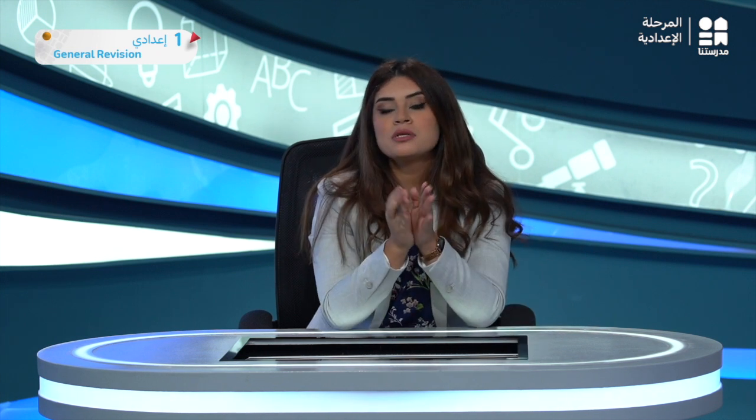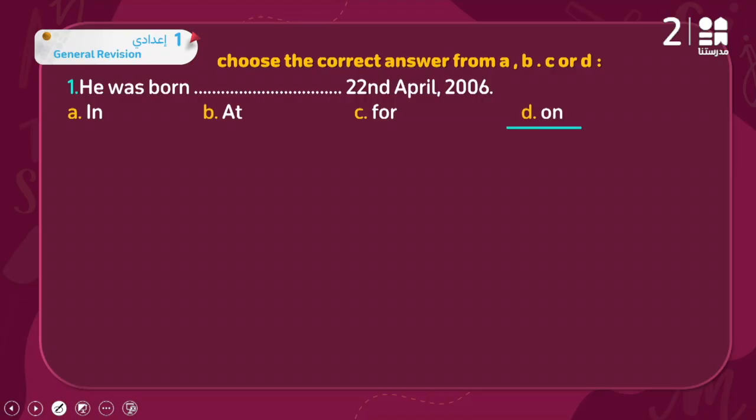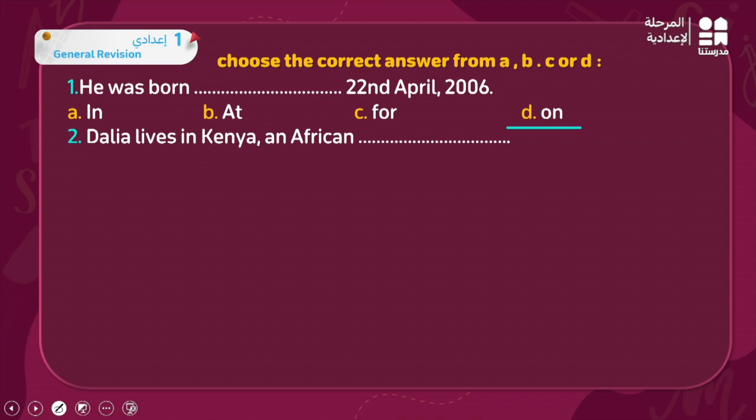But if I am just talking about the year, I use in. And if I am talking about the weekdays, Sunday, Monday, in this case I use on. So on with the weekdays, Sunday, Monday, Tuesday. In with the year itself, in 2006. But if I have the full date, in this case I use on. Okay? At is definitely used with the time.